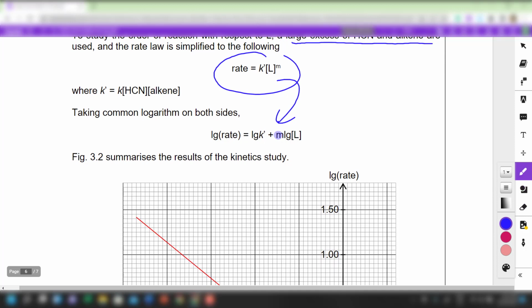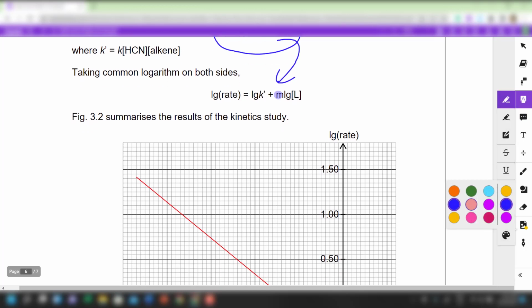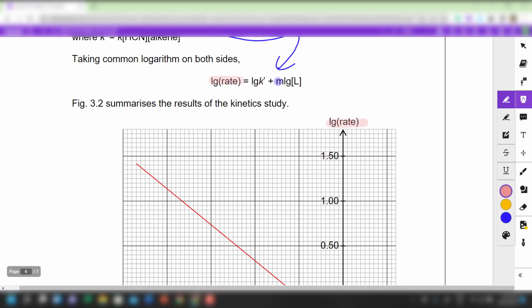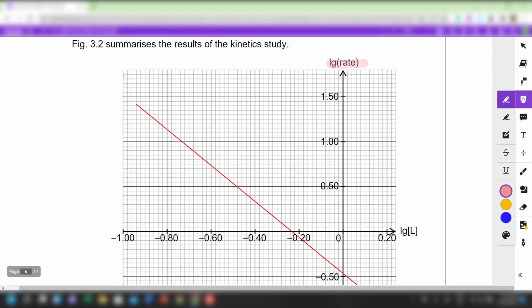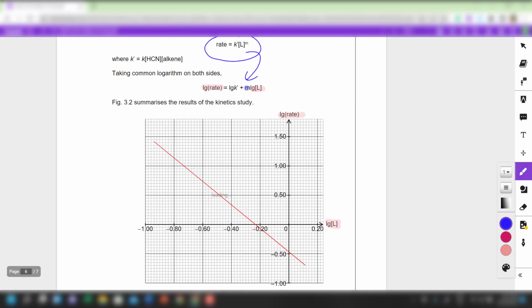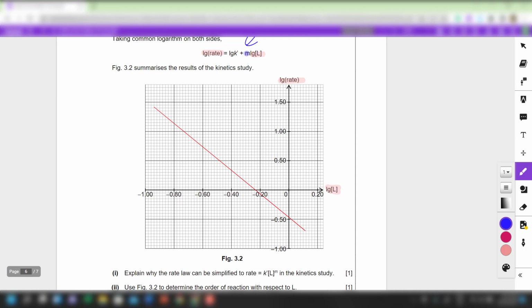Because it's here. If I plot log rate, which is what I'm doing here, highlighted in pink, against log concentration of L, this is the graph I'm getting. Please do not misunderstand that a straight line means first order kinetics. There's no such thing, because it depends on what you're plotting. Are you plotting log rate against log L, or rate against concentration, or concentration against time? It's very different. So do not assume that a straight line means zero order or first order. No such thing. Please go and do the mathematics, and then I think the answer will be quite clear cut.